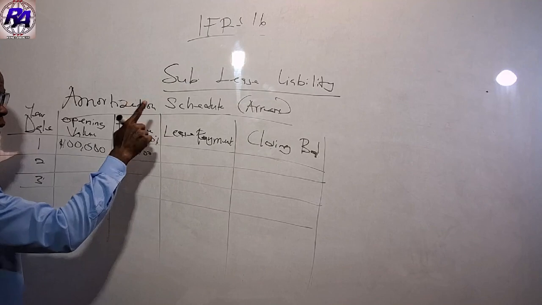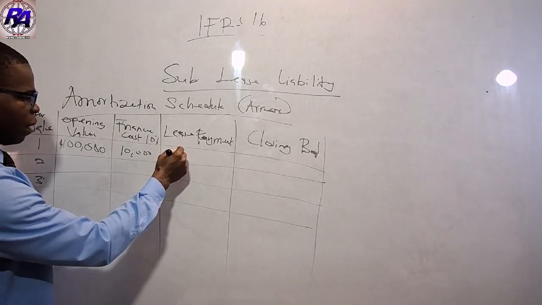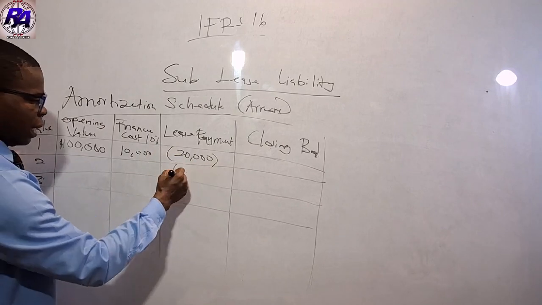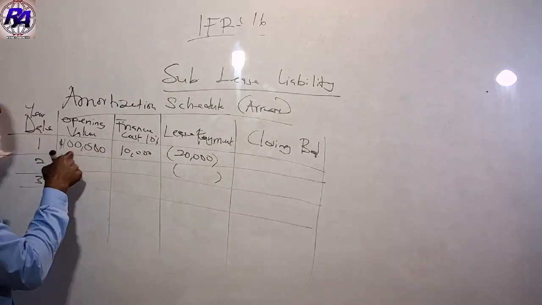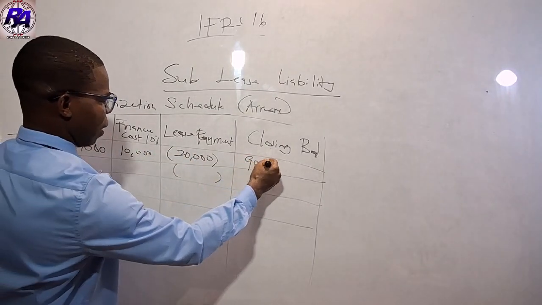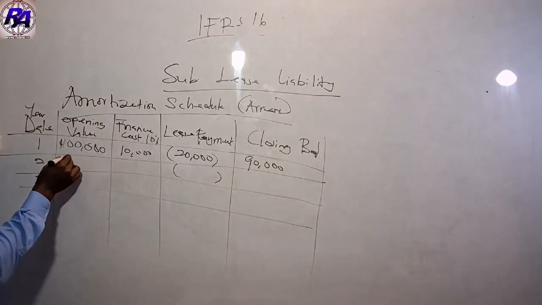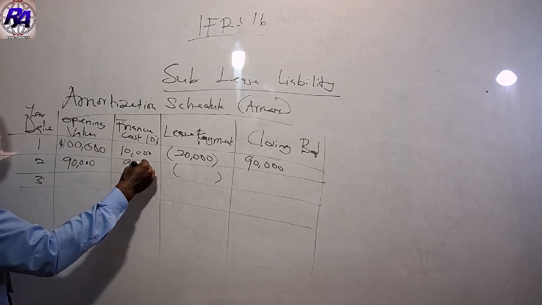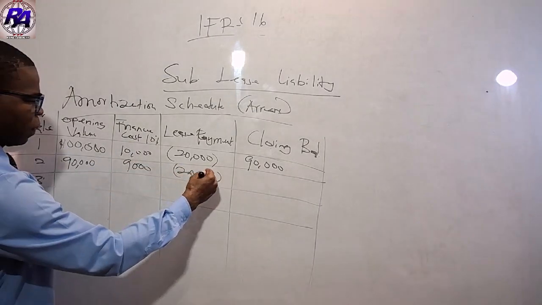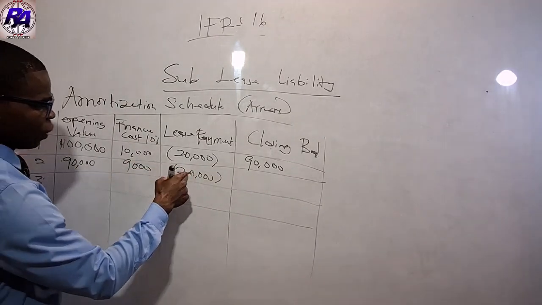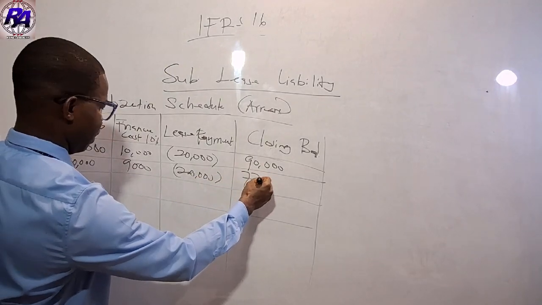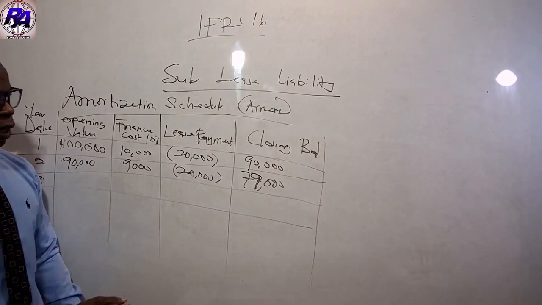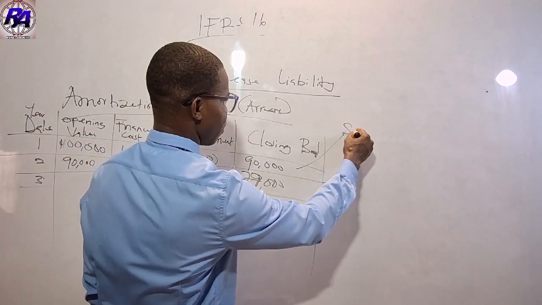And then remember this is in arrears. And then our lease payment, let's say our lease payment is 20,000 each period. So we always less the lease payment. So if we add this and less, we are going to get 90,000. So if you come here, the new value will be 90,000. We multiply it by the 10%, we get 9,000. We are still going to less 20,000 from this. This is going to be 99,000 minus 20,000, which is going to give us $79,000.